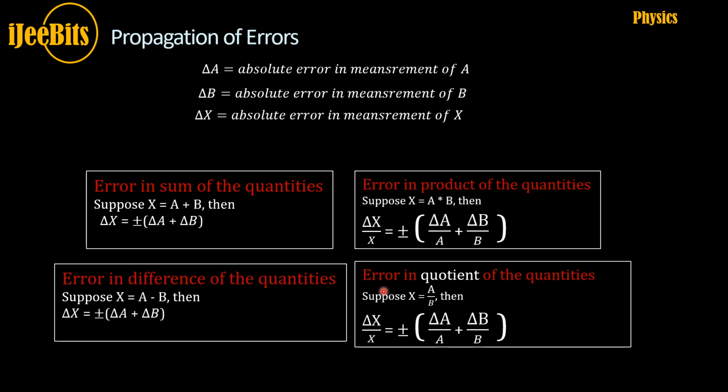Similarly, error in division of quantities. If your equation is X is equal to A by B, then for division you have to do the same math. Delta X by X is equal to plus or minus delta A by A plus delta B by B is what you are supposed to get. Okay, this is the propagation of errors.